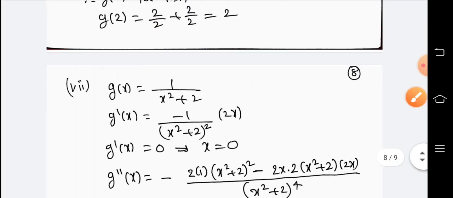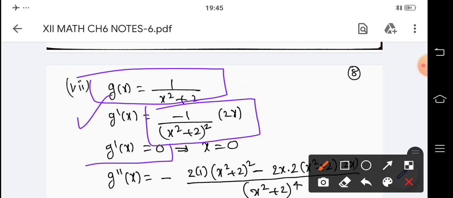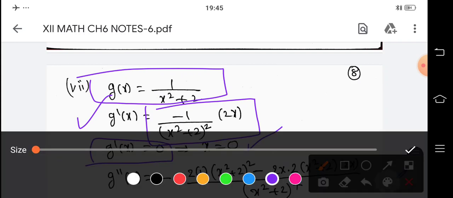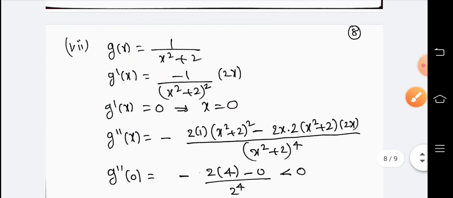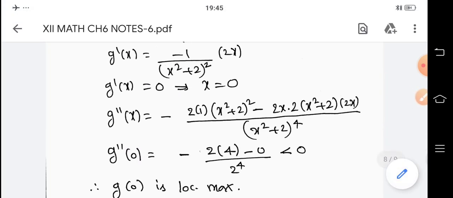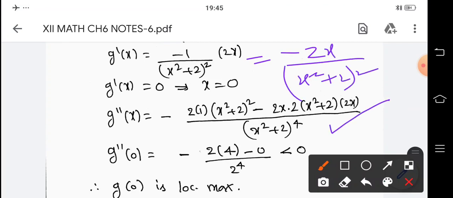Next, 7th question. G of x is equal to 1 by x square plus 2. G dash of x you find out: minus 1 by x square plus 2 whole square into 2x, by chain rule. Chain rule. G dash of x is equal to 0 you take, then x will be 0 if you solve it out. And g double dash of x you find out now by using the u by v rule: minus 2x by x square plus 2 whole square, use the u by v rule and solve it out.